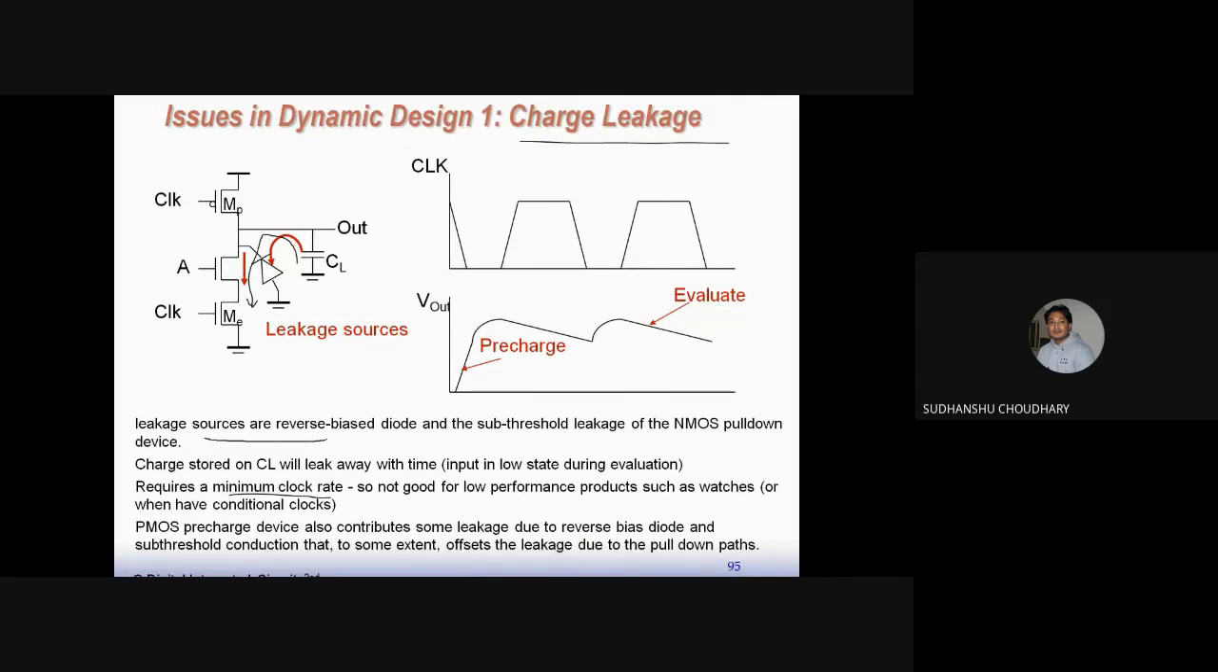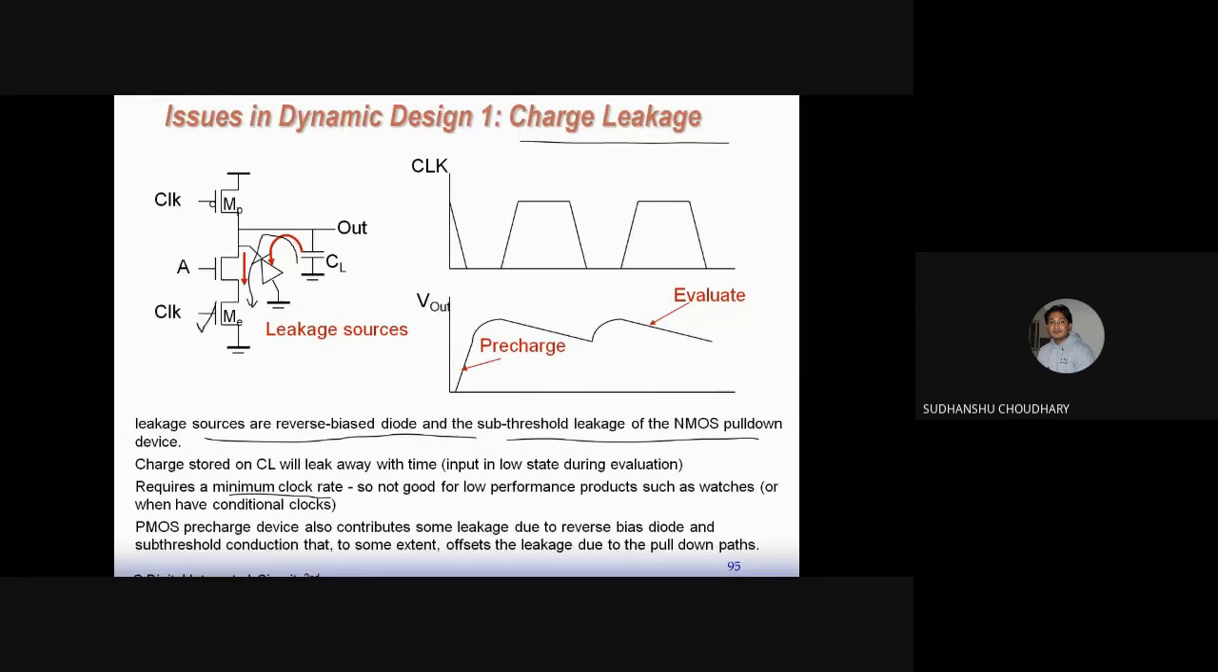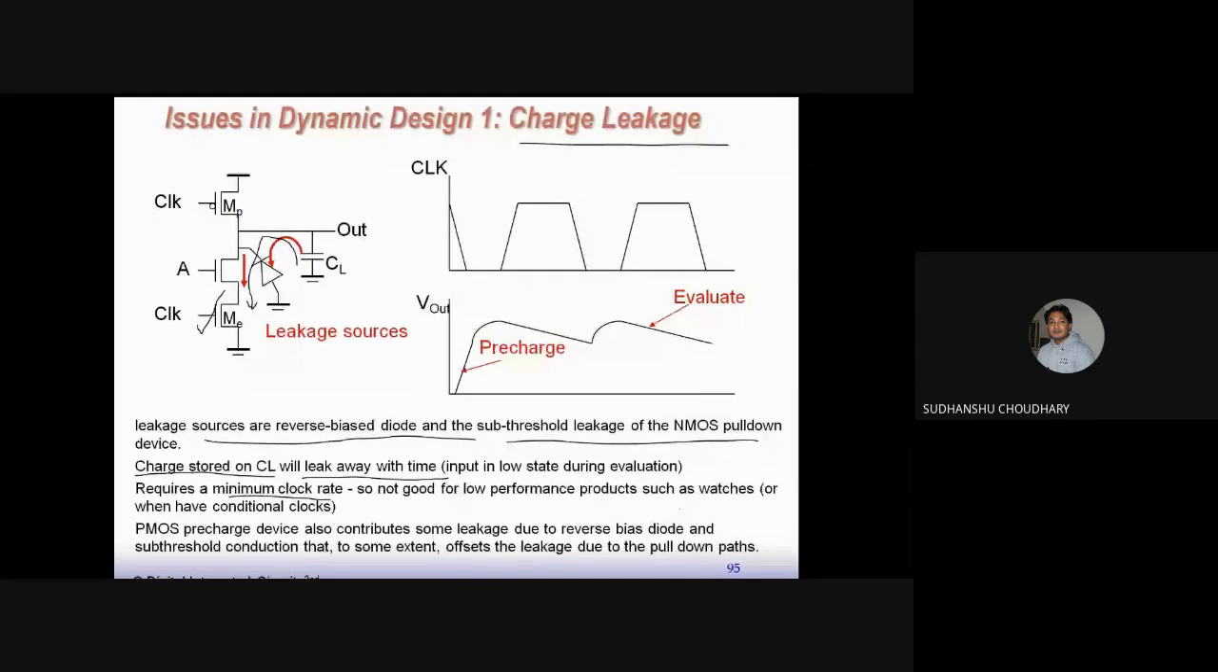Leakage sources are the reverse bias diode and also the sub-threshold leakage of the NMOS pull down. This NMOS pull down also contributes to conduction because of sub-threshold currents. The charge stored on CL will leak away with time. Even if the clock is not high, that is, the pull down network transistor is not on, the charge on this capacitor can leak because of the conducting reverse bias diode. So a charge leakage problem exists in these circuits.